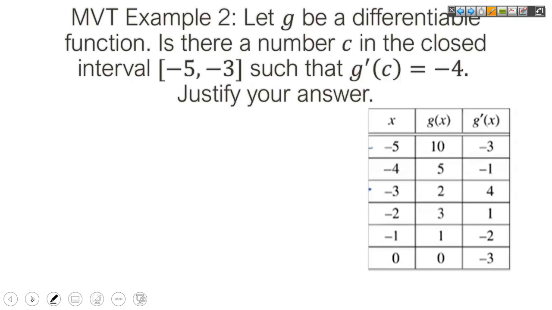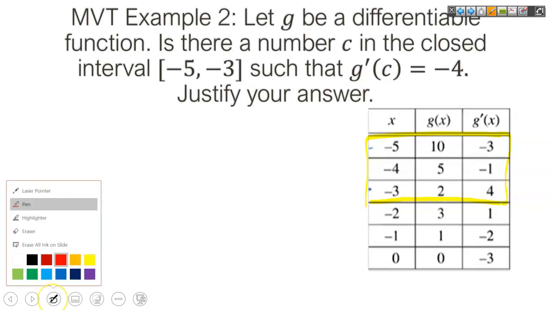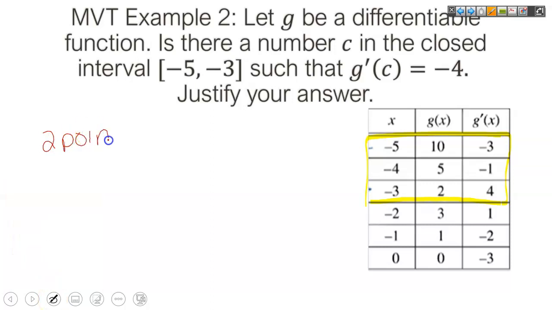Is there a number c in the closed interval, so we're going -5 to -3 only, such that g prime of c equals -4? So what that means is I am looking for 2 points to equal -4 when I find slope. So you only have 2 potential opportunities, really. You can find the slope of -5 and -4. You can find the slope of -4 and -3. And you can find the slope of -5 and -3.